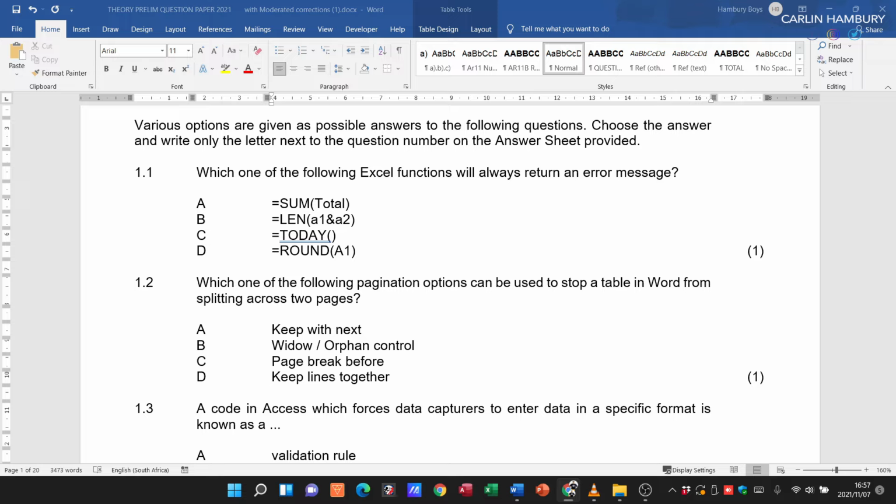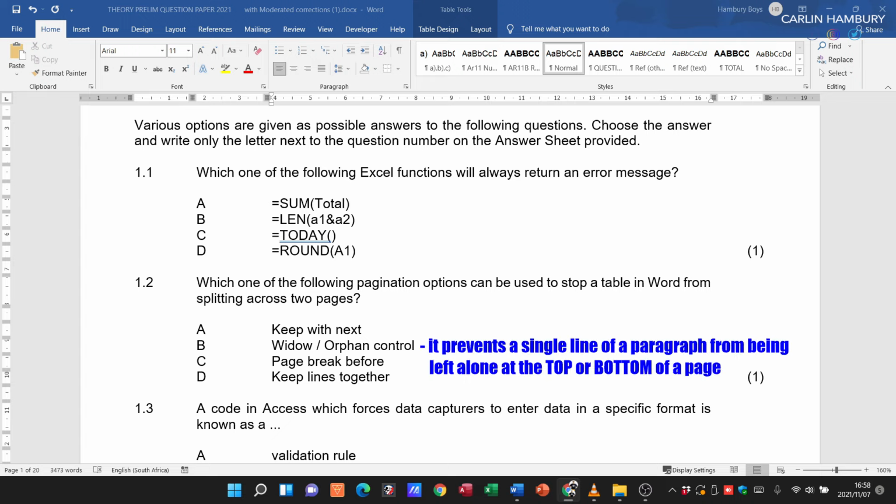Okay, let's look at the next one. The first one, A, says keep with next. So what does that do? The keep with next paragraph option binds the last line of a paragraph to the first line of the next. Okay, so that could be an option, because think about what they are asking you in the question. Well, let's go through the next option. The widow/orphan control. What does it do? It prevents a single line of a paragraph from being left alone at the top or bottom of a page. Doesn't really fit in with what we are doing.